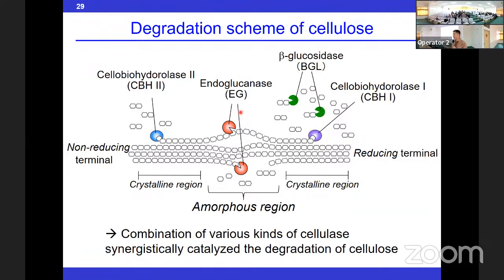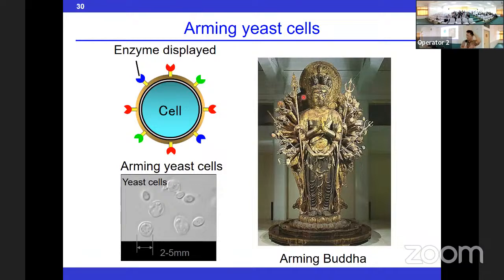So for the degradation of cellulose, it requires 4 species of different cellulase: the endoglucanase, cellobiohydrolase 1 and 2, and the beta glucosidase. The synergistic combination of these 4 kinds of enzyme is very important for the efficient degradation of the cellulose. But I'm not sure which ratio is better for the degradation. So this is a very important point for making a mixture of cellulase for industry. This is too much of our old laboratory topics.